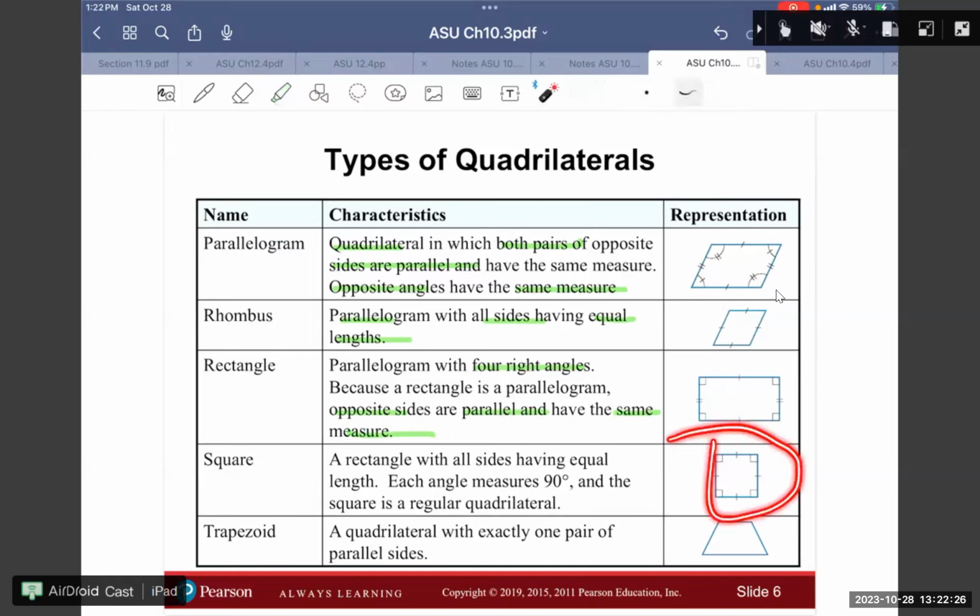A square, of course, has four sides, all sides have an equal length, and all angles have the same measure. And a trapezoid is a quadrilateral with exactly one pair of parallel sides. So exactly one pair of parallel sides, which we have here.